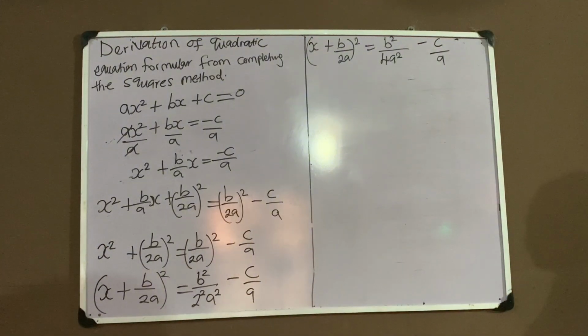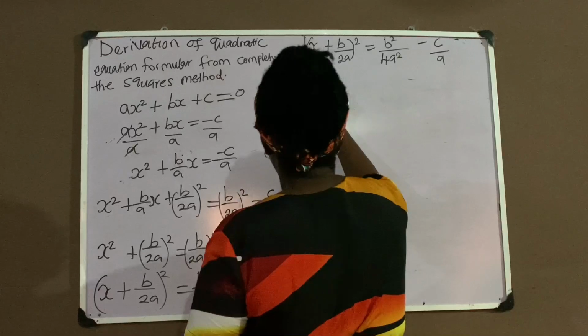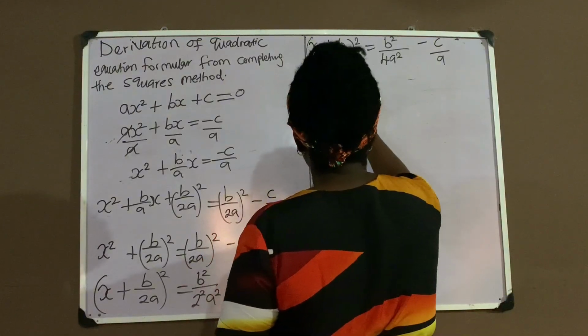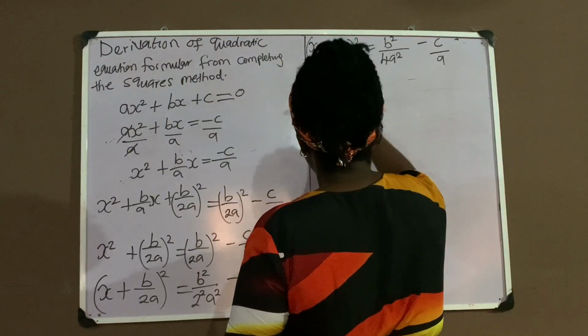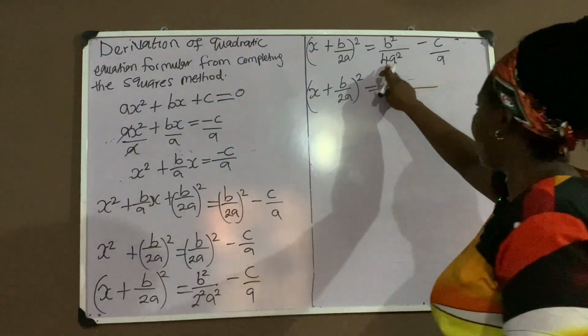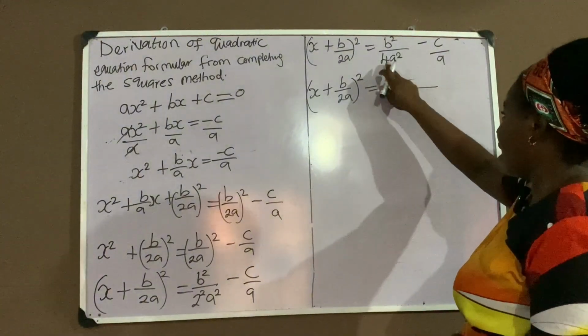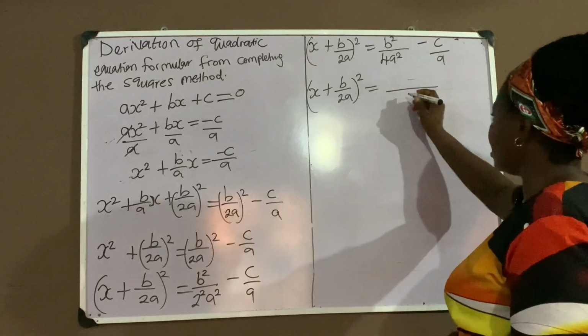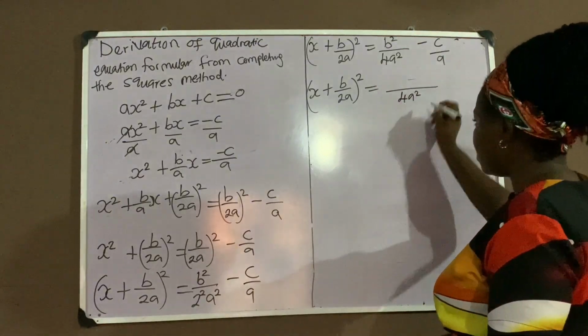Still looking at the left hand side, you find out that this is a fraction, and in fraction, when you have subtraction or addition of fraction, you do what? Look for the LCM. So what you do is x plus b over 2a all squared is equal to, what is now the LCM of 4a squared and a? The LCM of 4a squared and a is 4a squared.